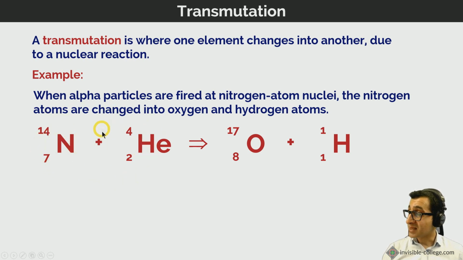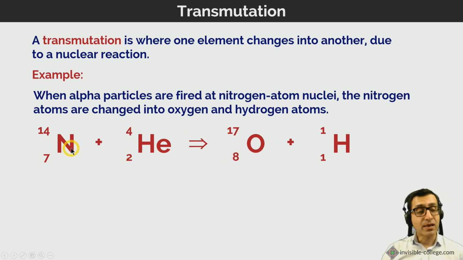This causes that combination to become highly unstable and break apart to form an oxygen-17 atom and a single proton, a single hydrogen nucleus. So if we have a look at this equation a bit more closely, we can see that it's not a chemical equation because the atoms of the elements that you have on the left hand side are different from the atoms of the elements that you have on the right hand side.